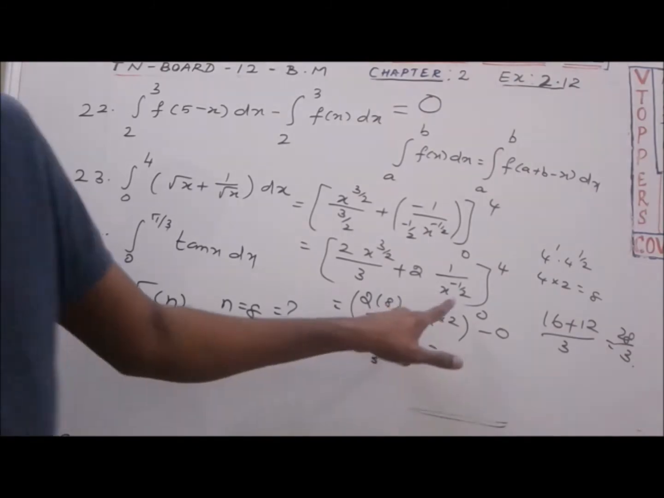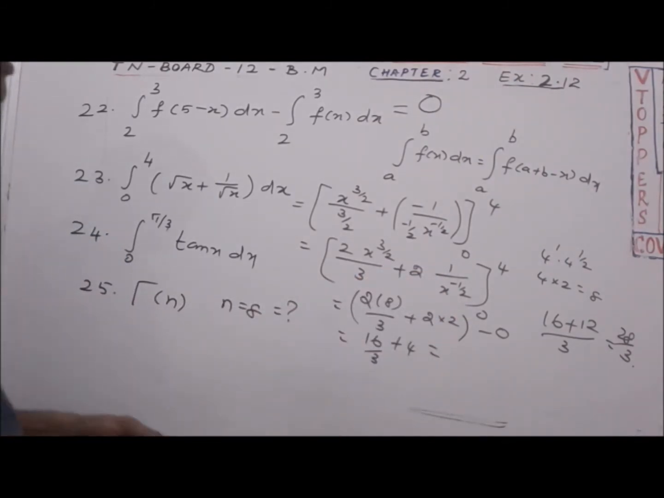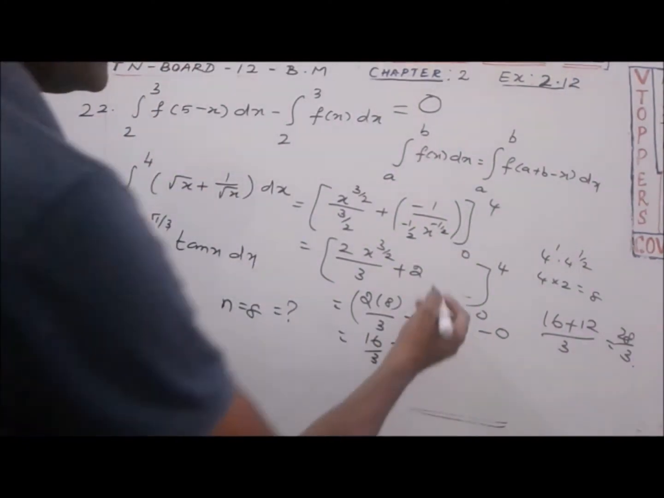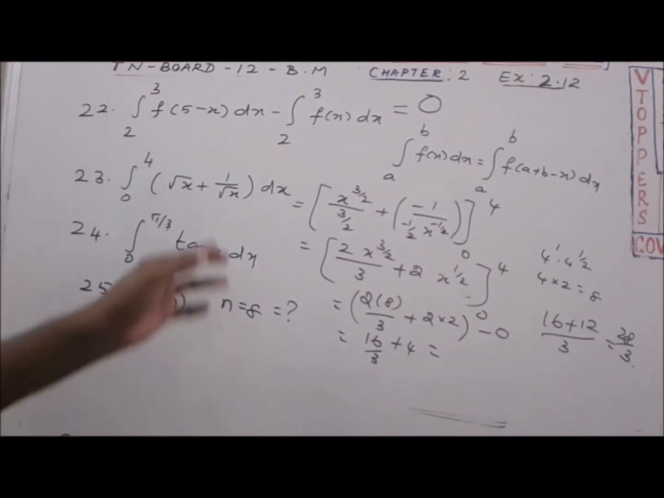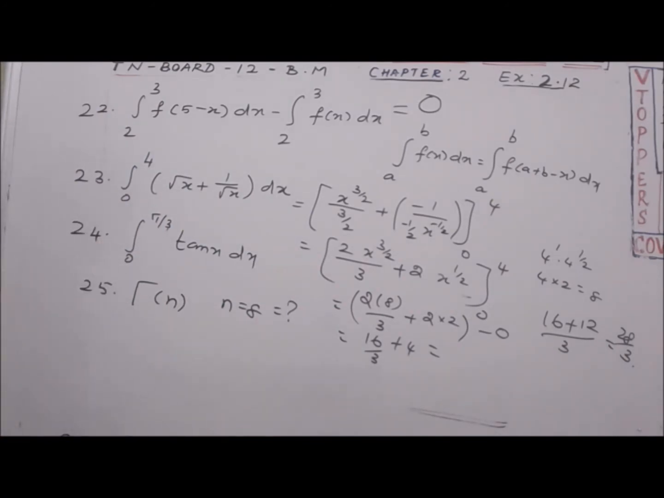Here, bring this denominator to the numerator and keep it as x power half. That is easy to calculate here. Bring it as x power 1 by 2. Then you can easily calculate the value. The option is C, 28 by 3 is the answer for question number 23.